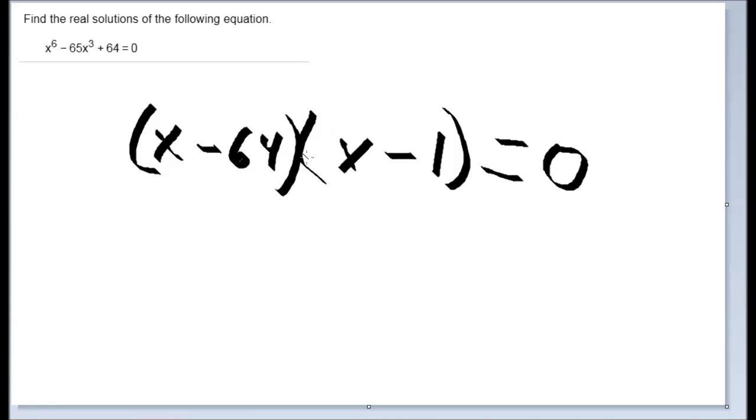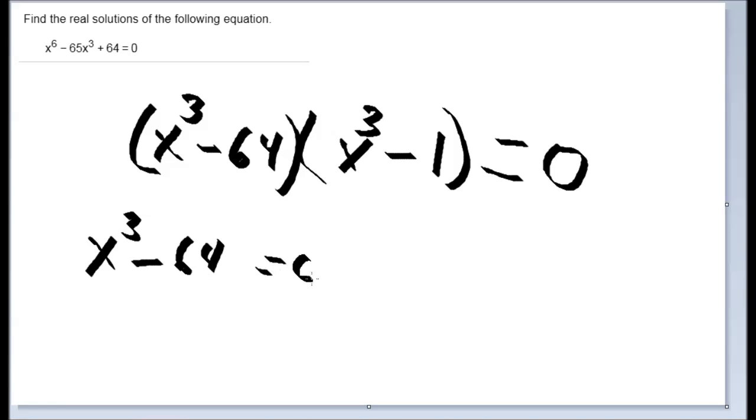Of course, this is just x, though, and x times x is not x to the 6. But if you put a 3 right here, you get x cubed here and x cubed there, and x cubed times x cubed is x to the 6. Then you have negative 1x cubed and negative 64x cubed. That's how you get the negative there. So this works out. And if we look at this right here, set each of these equal to 0 independently, we get this one here and we get this here.